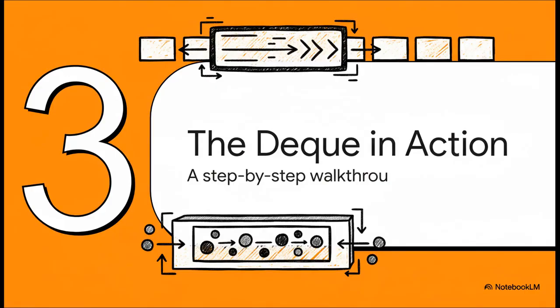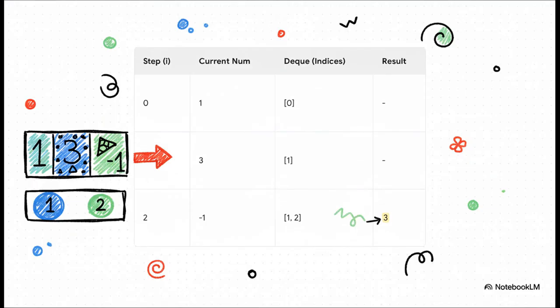Okay, now that we know the rules of the club, let's see our deque in action. We're going to walk through an example, step by step. All right, let's say our array is 1, 3, -1, etc., and our window size is 3. At step 0, the number 1 comes along. Its index 0 gets into the empty line. Easy. Then at step 1, the number 3 arrives. It's bigger than 1, so it kicks index 0 out and takes its place at the front.